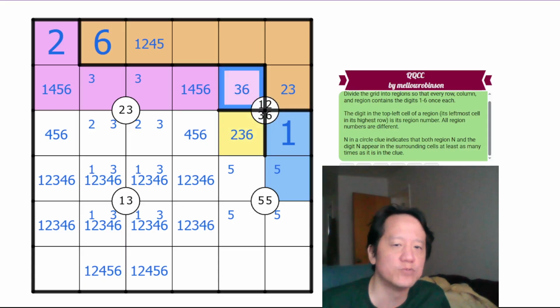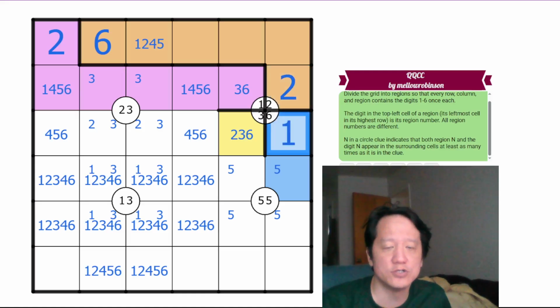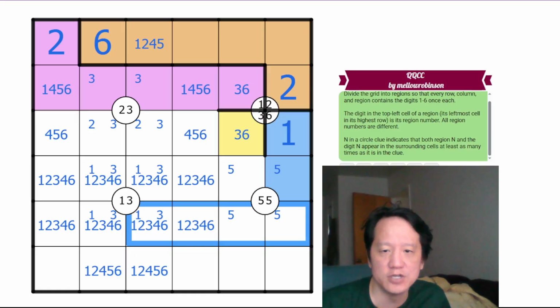So where's 2 in row 2? It has to be here. So this is 2. This is no longer 2. This is region 1. It has to get to here. So therefore this is blue here.